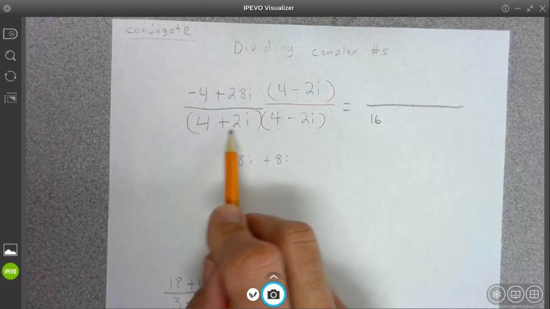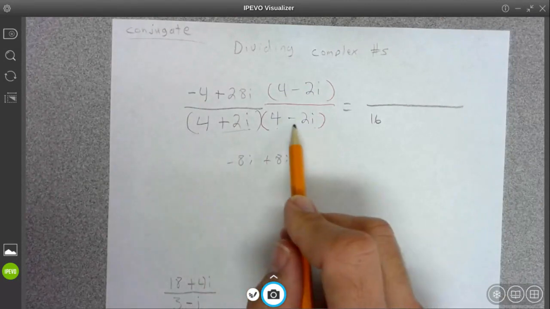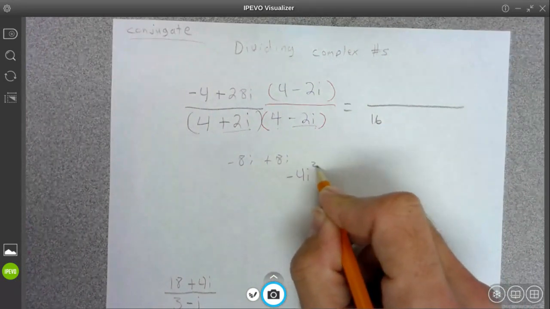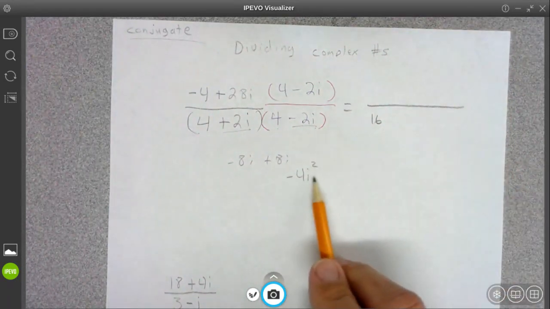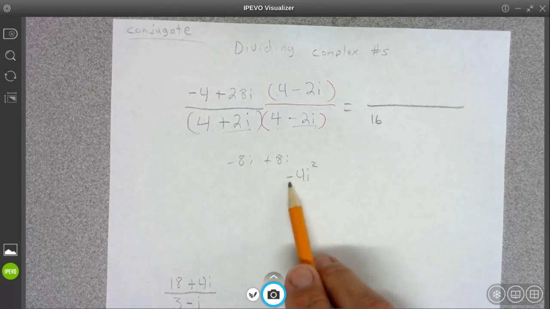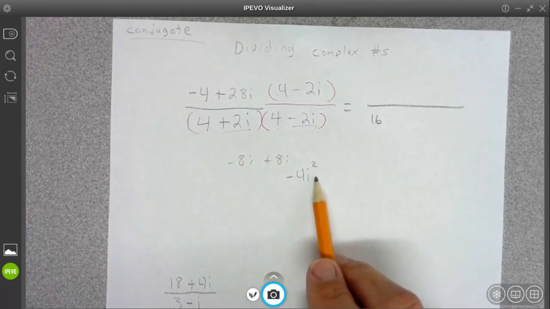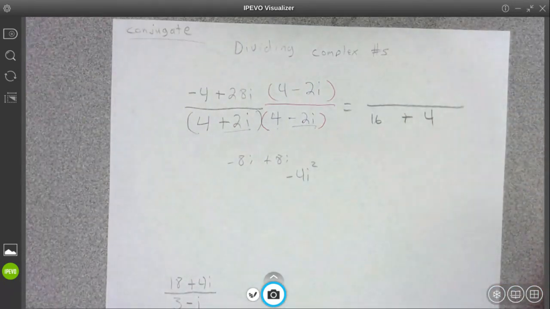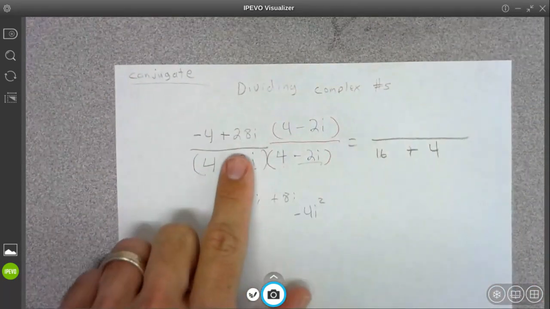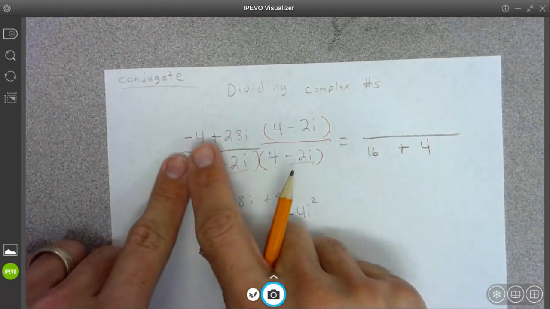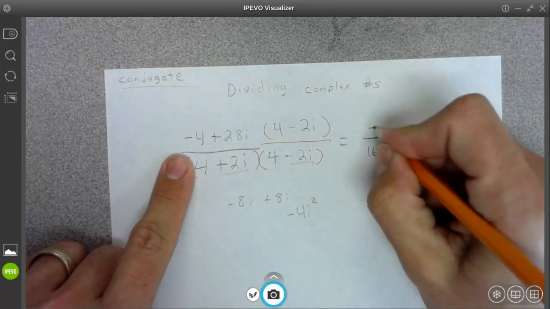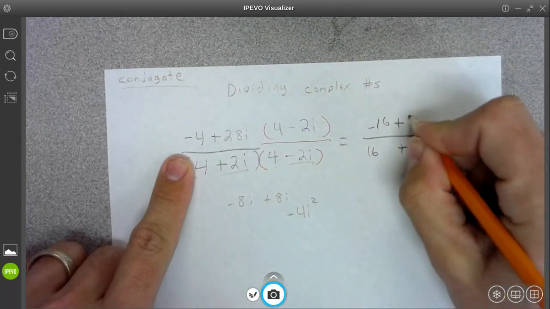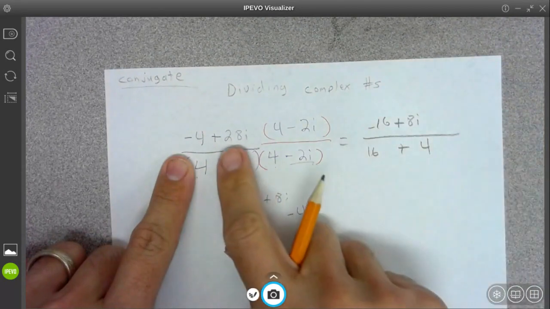And then we're going to have 2i times negative 2i. Well, that is negative 4i squared. And remember, the i squared changes the sign out here because i squared is equal to negative 1. So negative 1 times negative 4, you wind up with a plus 4 on the bottom. Up top, let's multiply this out. Negative 4 times 4 is negative 16. Negative 4 times negative 2i is positive 8i.